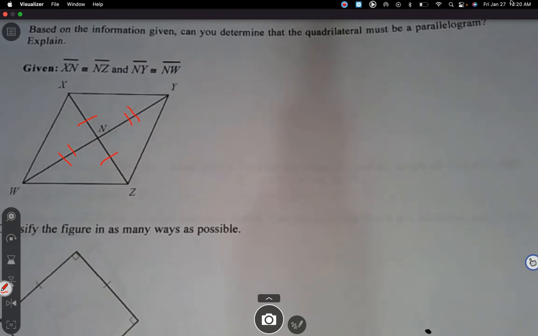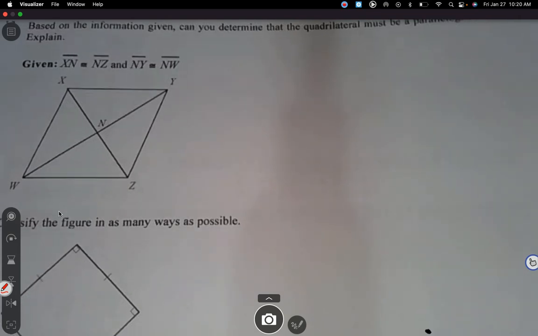Alright, then the next one, you would write that. Don't just write yes. I'm only going to give you half credit for knowing yes. The other half is the diagonals bisect each other. Okay? Yes, ma'am.